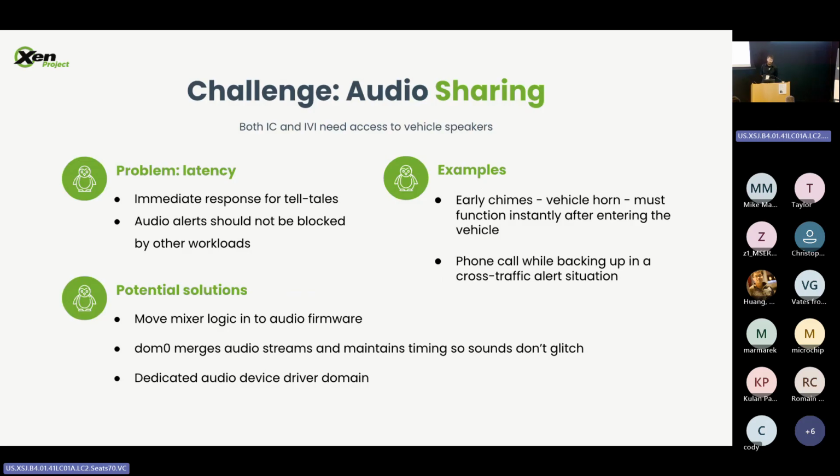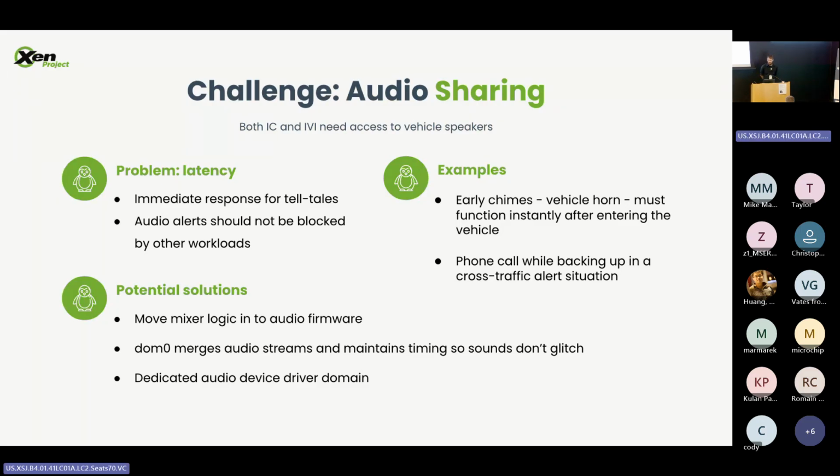The same comes for audio sharing. Audio sharing is critical, specifically because of the sound alerts. All sound alerts that have regulatory requirements, such as the vehicle horn or signals for cross-traffic alerts, have to be immediately voiced.